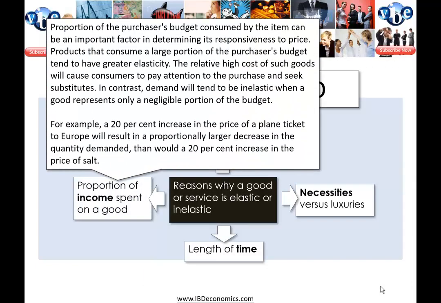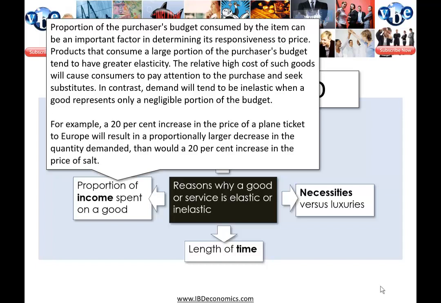And proportion of income spent on a good. Now, the proportion of a purchaser's budget consumed by the item can be an important factor in determining its responsiveness to price. Products that consume a large proportion of a budget will tend to have greater elasticity, and the relatively high cost of such goods will cause consumers to pay attention to the purchase and seek substitutes.